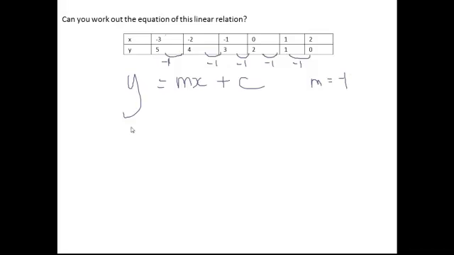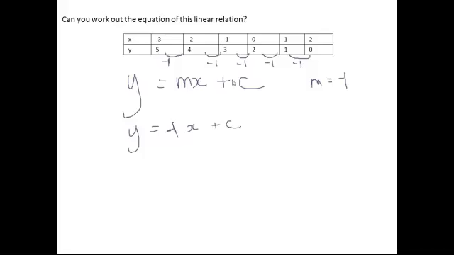Okay, so I've got a bit of my equation. I'm going to have y is equal to negative 1x plus c. But I need to work out what c is. And c is the y-intercept, so it's where the graph crosses the y-axis.